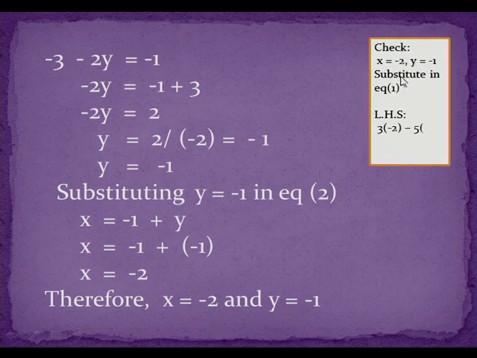Now, let us check. When we substitute the values of x and y which we got just now, that is x as minus 2 and y as minus 1 in equation 1, in LHS part when we substitute 3 times of x, that is 3 times of minus 2 minus 5 times of y, which is minus 1, I get minus 6 plus 5, which is minus 1, that is my RHS part. So, our solution is correct.